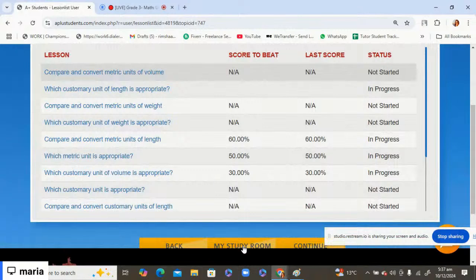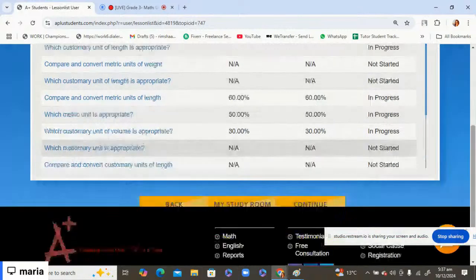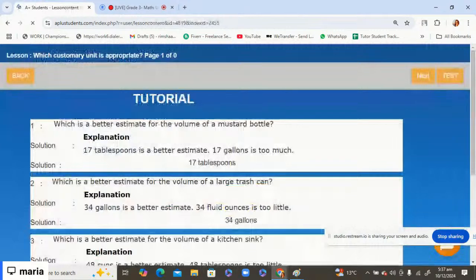Which customary unit is appropriate? Let's do this one. Here is again the same thing. What is the better estimate for the volume of the mustard bottle? They are giving two options here, tablespoon or gallons. Look, gallon is a big unit, and a mustard bottle is just a bottle. It's not like heavy things are involved. So we can say it's only the tablespoons, because it's a small bottle.